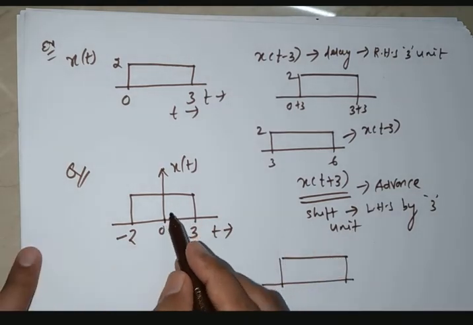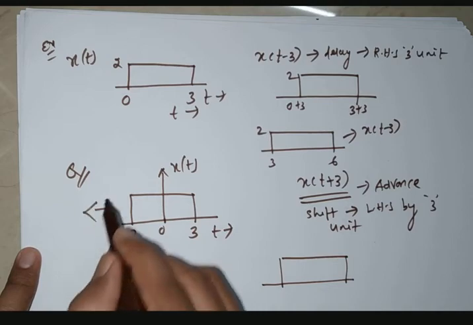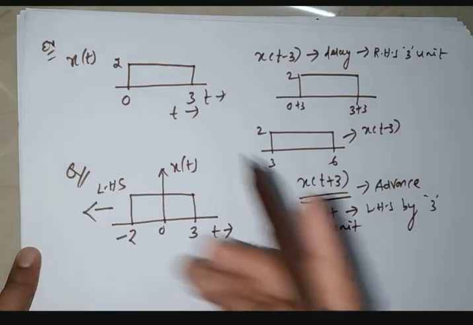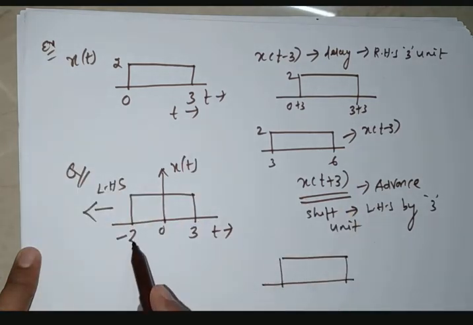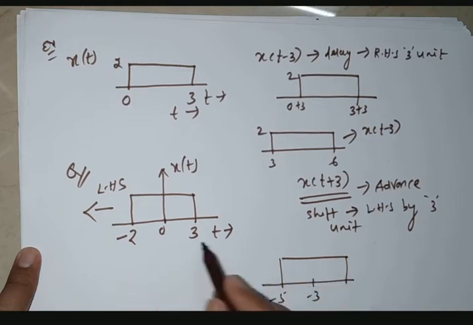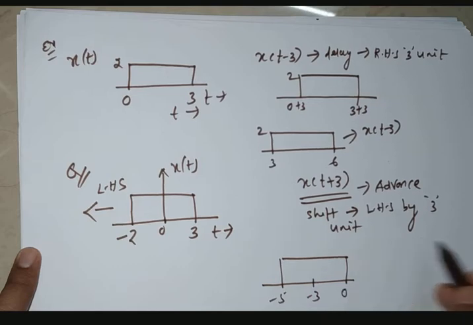Now this whole will shift in this direction. Okay, left hand side 3 unit. Simple. Here to here, shift it. So it is minus 2 minus 3. It is minus 5. This is 0 become 0 minus 3 minus 3, and this 3 become 3 minus 3. It is a 0. No change of amplitude.